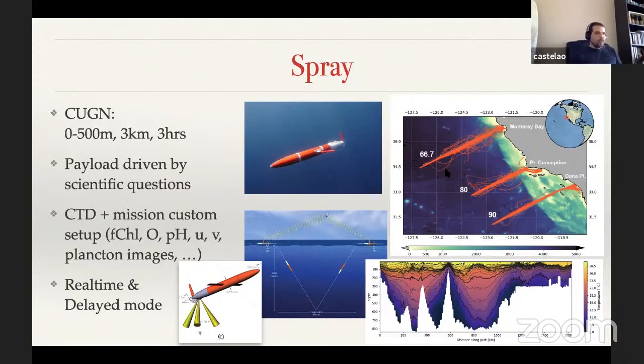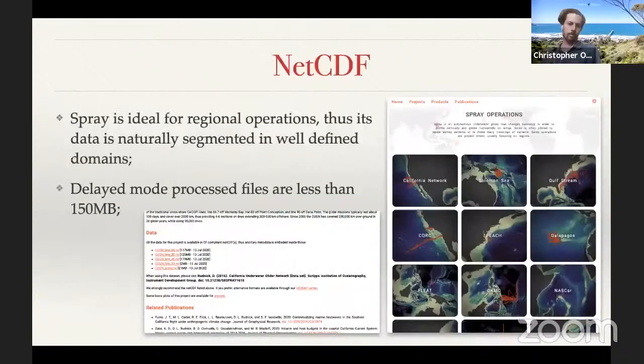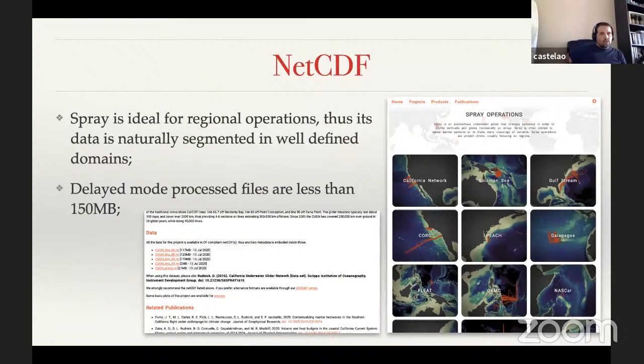Most of what I'm talking about today is the delayed mode, once we recover the equipment and have the full information on that. So the gliders are ideal for regional work, which naturally defines a domain for this data.